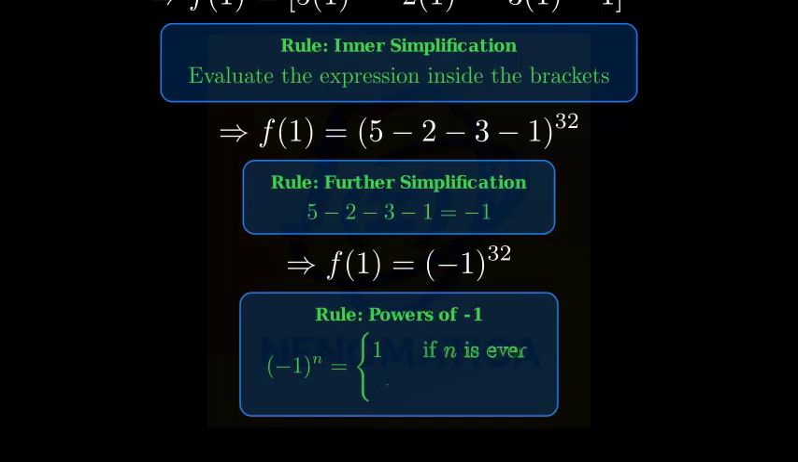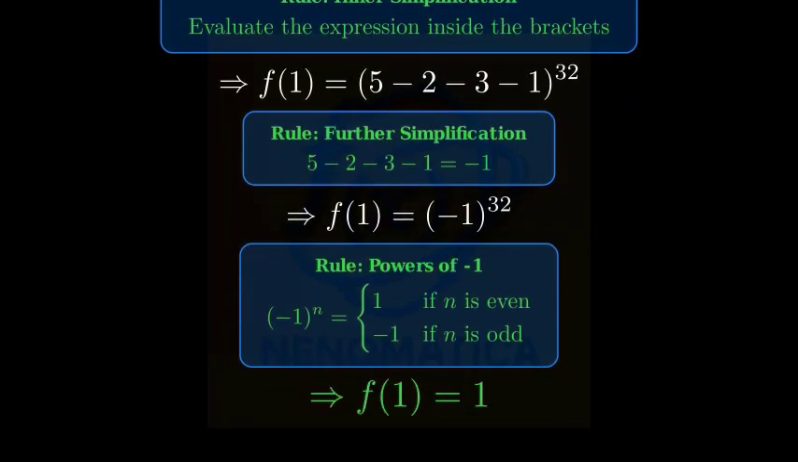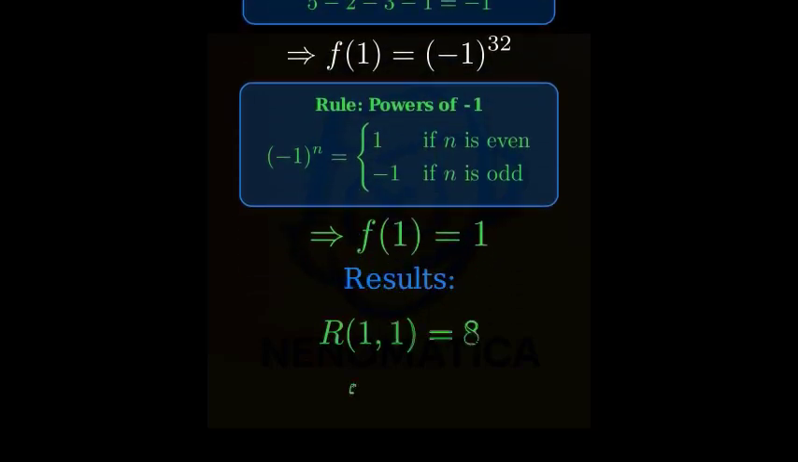Now we need to evaluate negative 1 to the power of 32. When we raise negative 1 to an even power, the result is always positive 1 because the negative signs cancel in pairs. Since 32 is an even number, negative 1 raised to the power 32 equals 1. As we've seen, evaluating functions involves carefully substituting the given values and following the steps of calculation in the correct order. For our first example, we found that r of 1, 1 equals 8. And for our second example, we found that f of 1 equals 1.